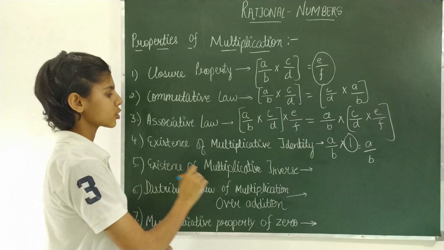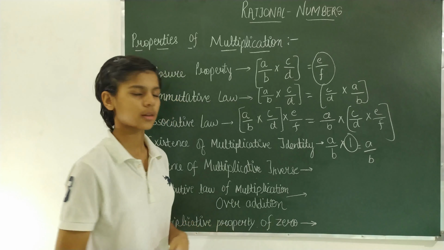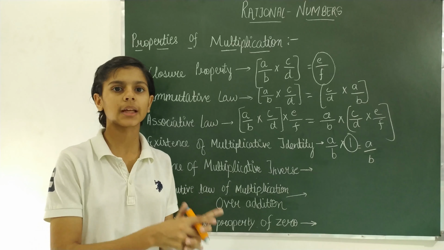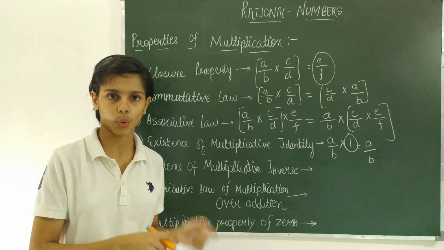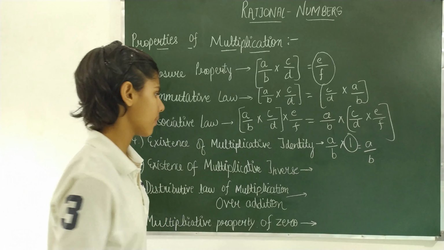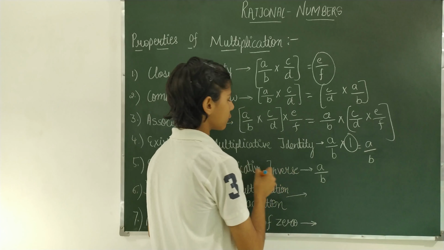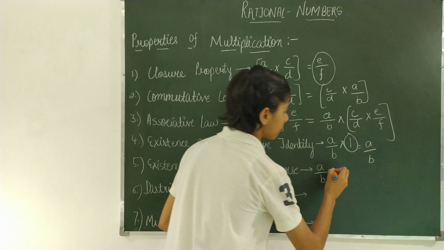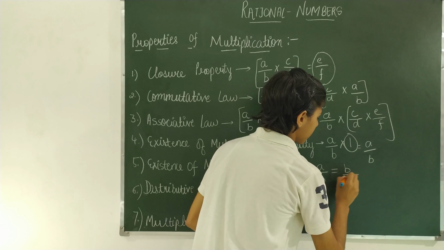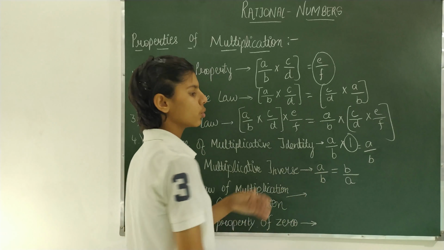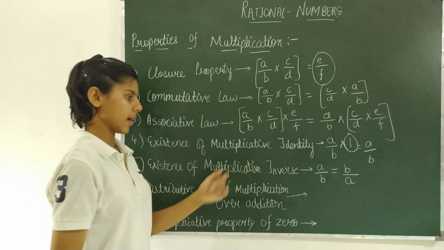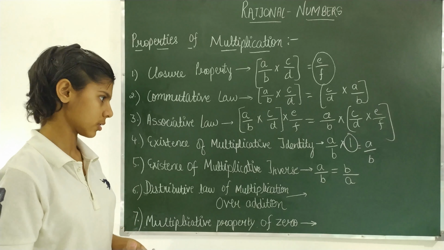Next is existence of multiplicative inverse. In simple words, multiplicative inverse means the reciprocal of that number. For example, I have a by b. So the multiplicative inverse of this number will be b by a. So we just have to take the reciprocal. That is what is meant by the multiplicative inverse.